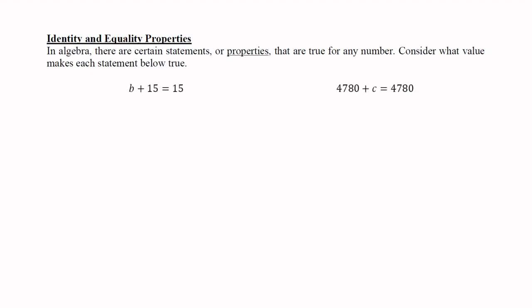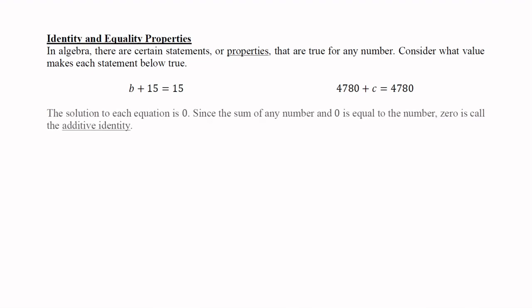What makes b plus 15 equal 15? What value for b makes that true? Well, your answer should be 0 because 0 plus 15 is 15. How about 4780 plus c equals 4780? Same thing. We can put in 0 for c, and that would give us a true statement. So the solution to each equation here is 0.